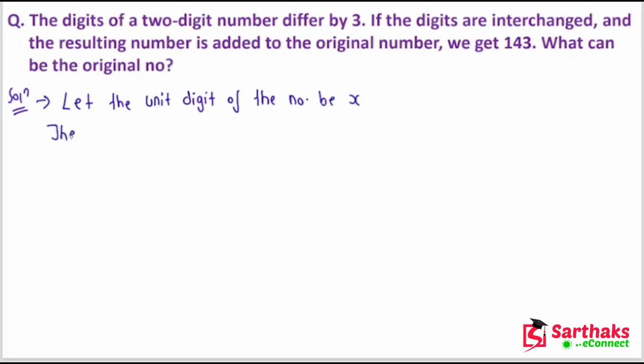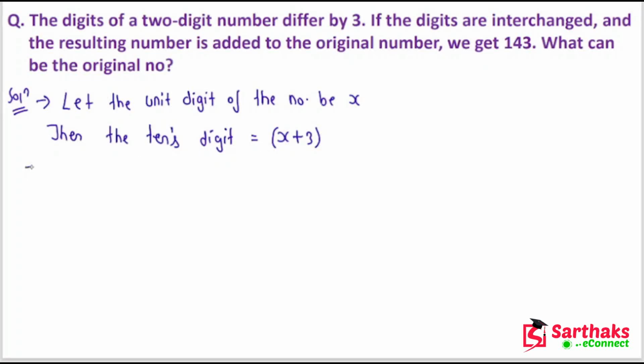Then the 10th digit is equal to x plus 3. Now how have we written it? According to the question, the difference is 3. Had you taken this larger, it would be x minus 3. Again the difference is 3. So it is your choice. The answer would be the same. I'll show you in the answer section. The answer is the same. Then the 10th digit equals x plus 3.